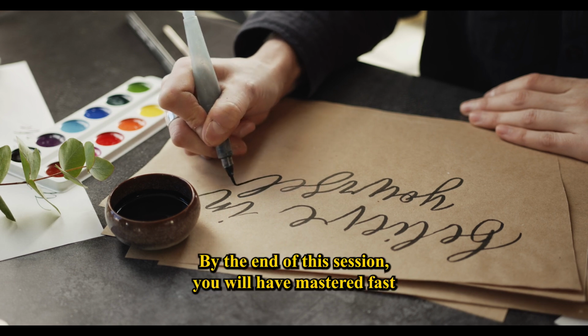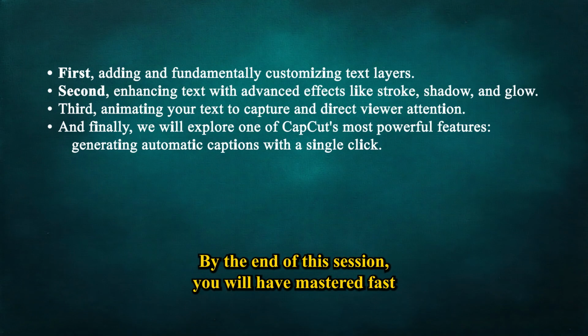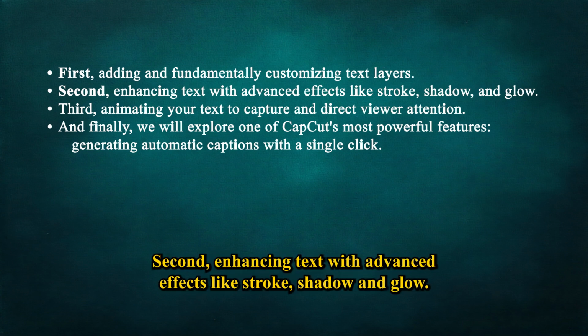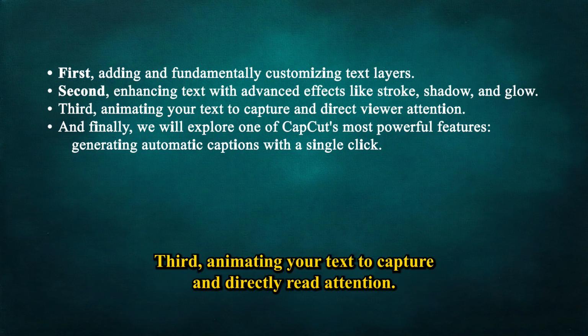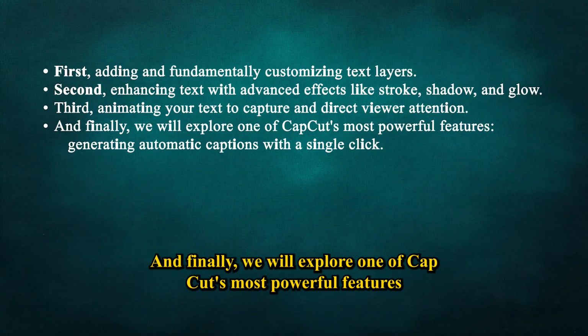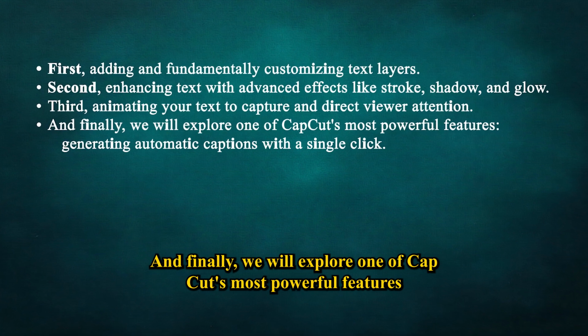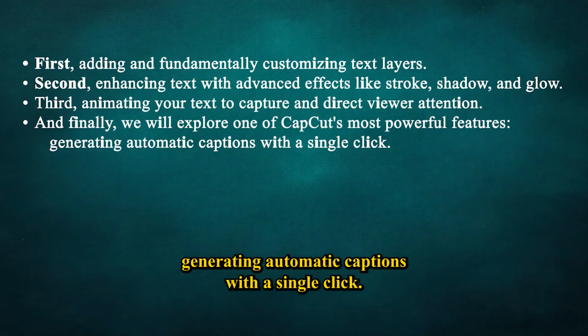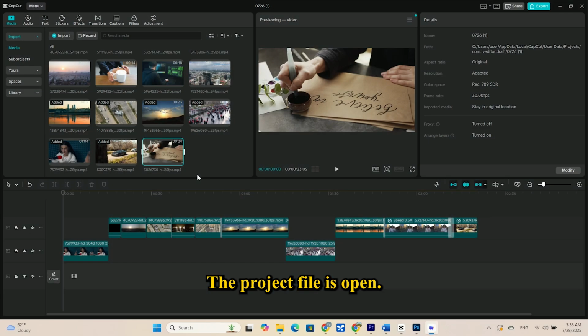By the end of this session, you will have mastered: first, adding and fundamentally customizing text layers. Second, enhancing text with advanced effects like stroke, shadow, and glow. Third, animating your text to capture and direct viewer attention. And finally, we will explore one of CapCut's most powerful features: generating automatic captions with a single click. Let us begin. The project file is open.